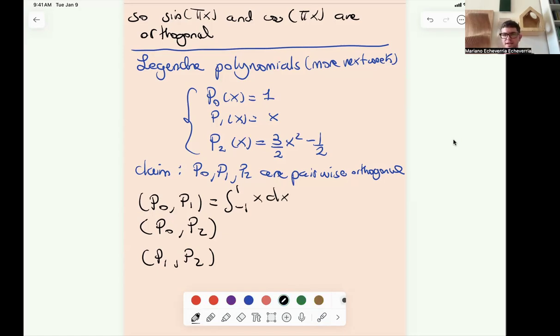You're integrating the function x from -1 to 1, right? Because it's just multiplied by x. So that gives you 0, right? Because it's an odd function.